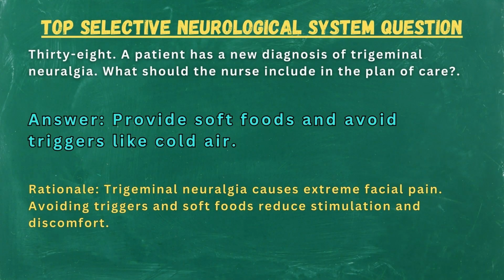38. A patient has a new diagnosis of trigeminal neuralgia. What should the nurse include in the plan of care? Answer. Provide soft foods and avoid triggers like cold air. Rationale. Trigeminal neuralgia causes extreme facial pain. Avoiding triggers and soft foods reduce stimulation and discomfort.